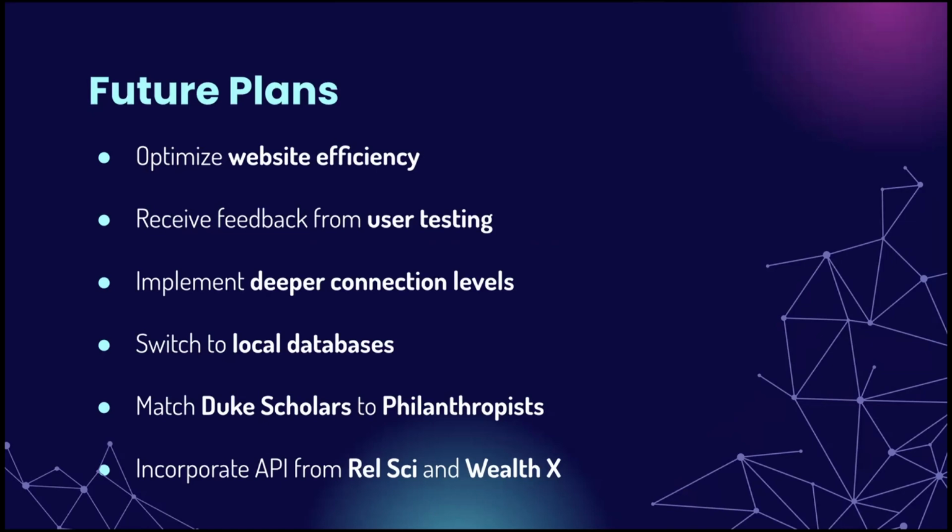And another big focus is building out deeper connection levels so that we can identify stronger links between the philanthropists and the connectors. And on our back end, we plan to switch to a local database so that our system stays within Duke's ecosystem, which would make accessing information easier and more secure. We also plan to build an algorithm that matches philanthropists to Duke scholars directly so that they can invest in people and projects that they truly resonate with. And lastly, we're getting access to APIs from Railsite and WealthX. So we want to pull in detailed data from them and use their insights to strengthen our matches even more.